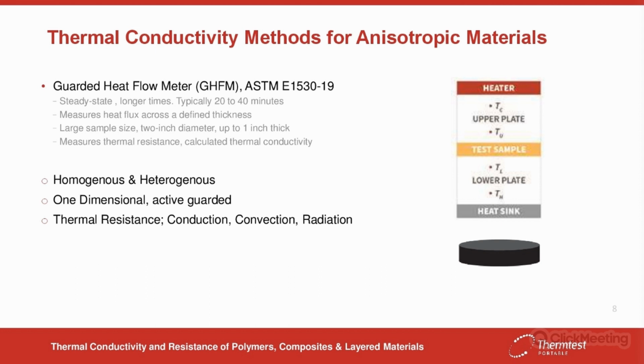And lastly, the guarded heat flow meter, which is a steady state method. Unlike the heat flow meter, which is covered in another webinar and is meant for insulated materials and uses a large sample size to get a good average of heterogeneous materials, as most insulators are, this method is for low up to medium thermal conductivity, so up to approximately 40 watts per meter Kelvin.